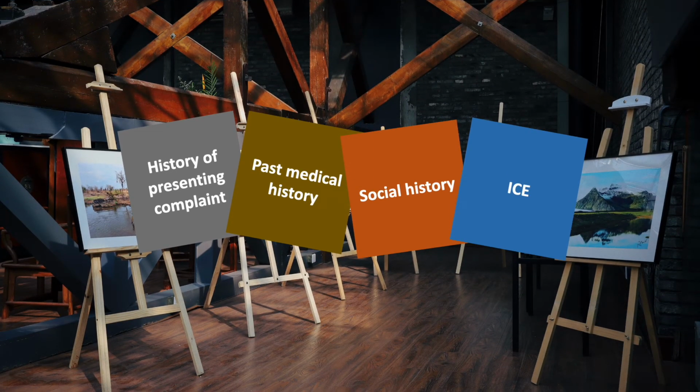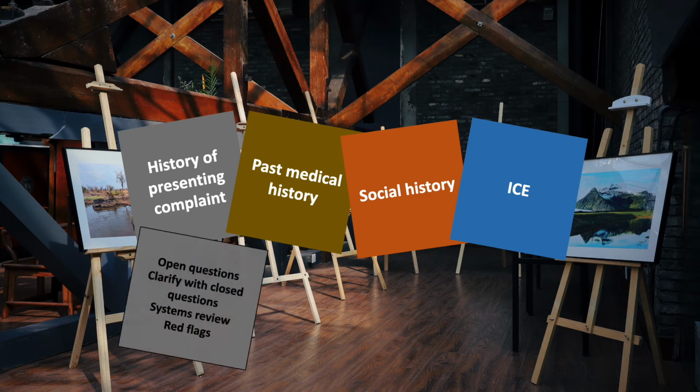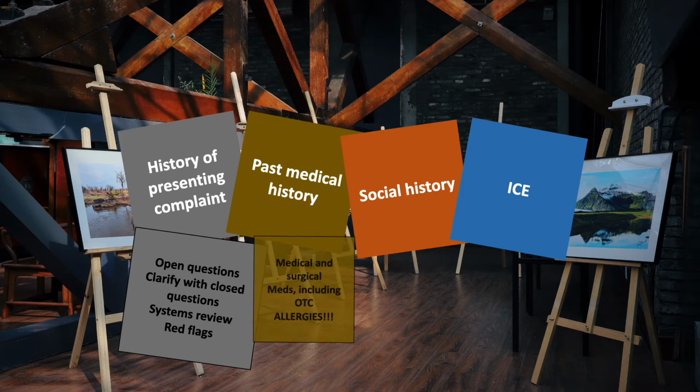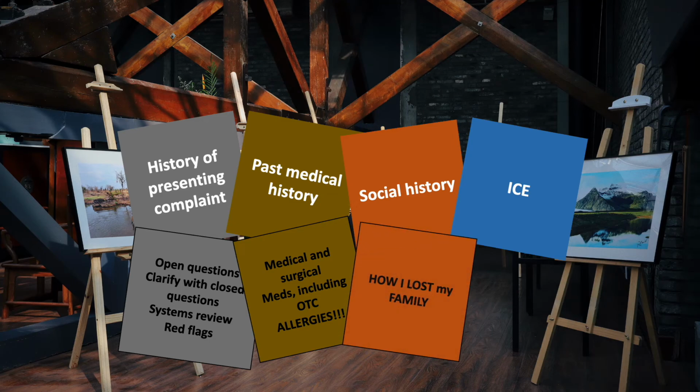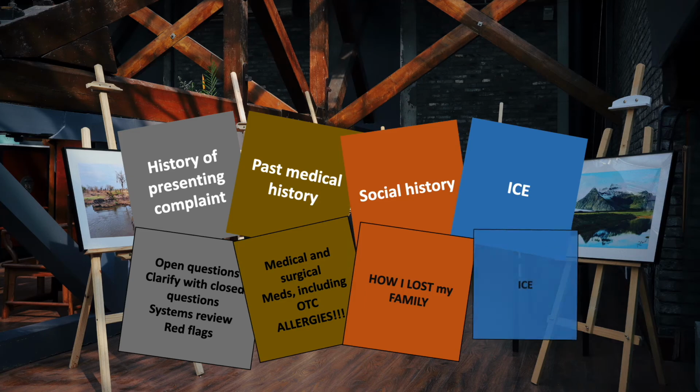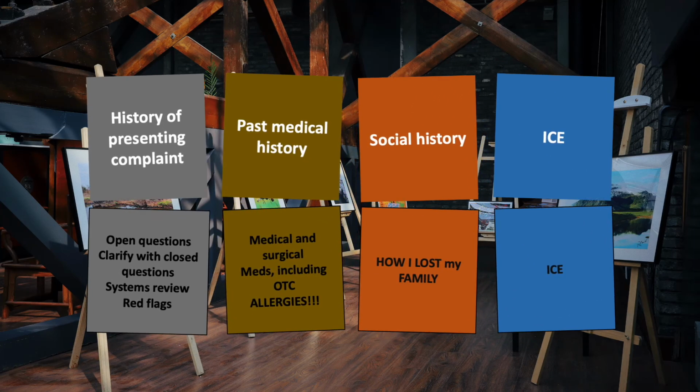So that is our 4 frames. For the history of the presenting complaint, we look at open questions, then clarify with open and closed questions and pain histories if appropriate. We do a systems review and highlight red flags. We have our past medical history, where we look at medical and surgical problems, medications, and definitely not forgetting allergies. Then our family and social history, and then ideas, concerns, and expectations in ICE. And there are our 4 frames.